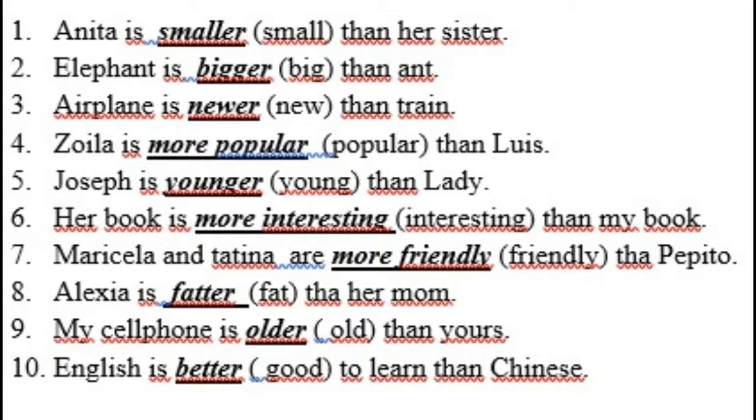Alexia is fatter than her mom. My cell phone is older than yours. English is better to learn than Chinese.